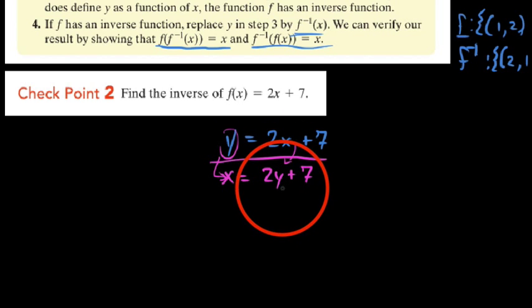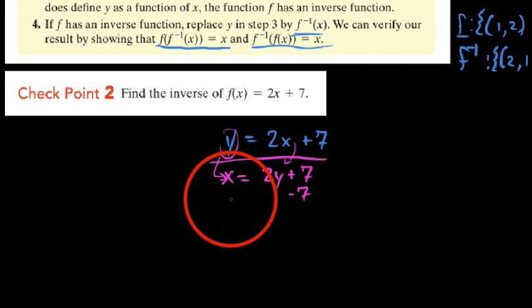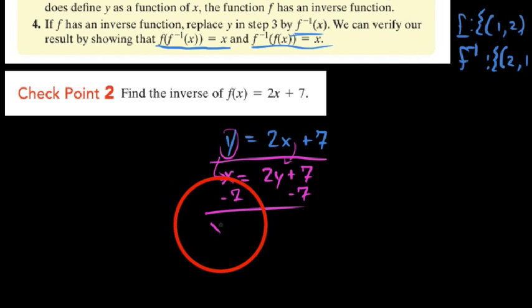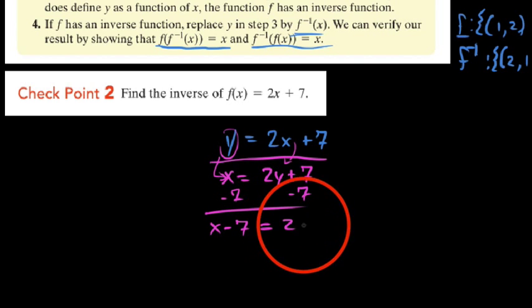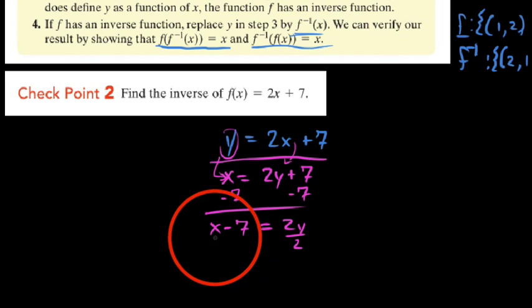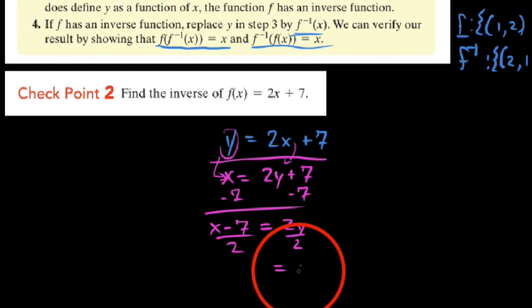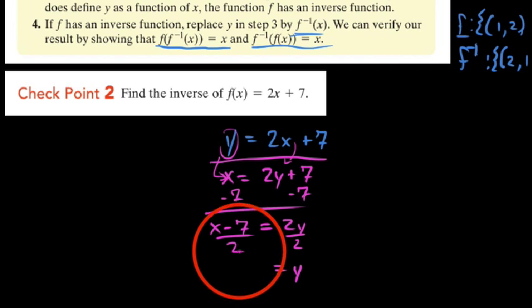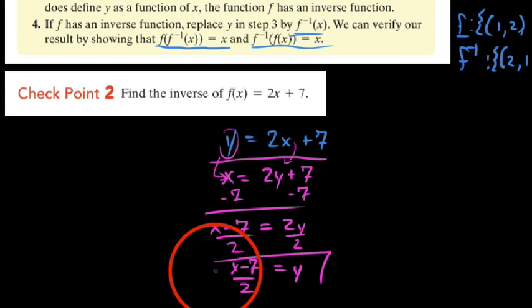What we want to do now is solve for the y value. So I am going to subtract 7 from both sides of this, and we can see that we get x minus 7 on the left side, and we have 2y on the right. So now I'm going to divide everything in half. And what we end up with is y equals x minus 7 over 2, and I don't have a problem writing it as a rational expression right there.